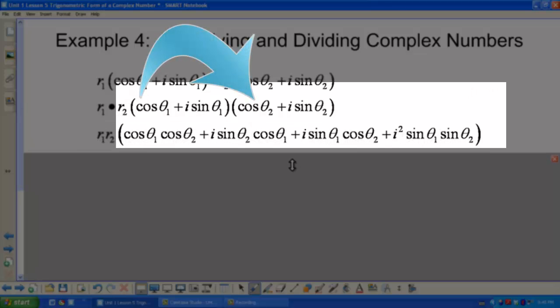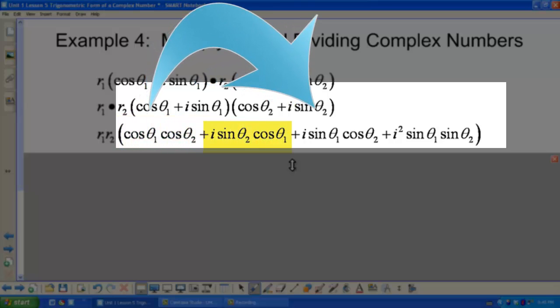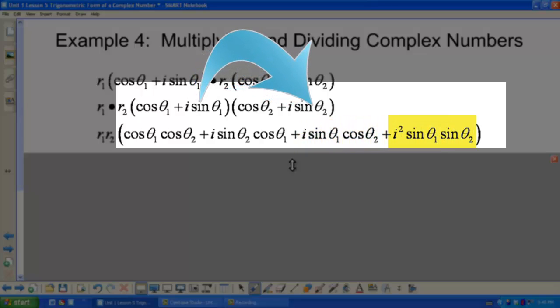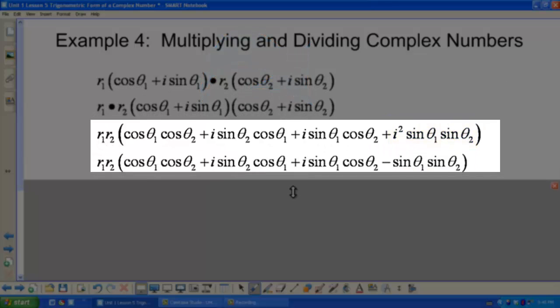So r sub 1 times r sub 2, I'm going to keep that on its own, but I'm basically going to distribute or FOIL the rest. So the first terms yield cosine theta sub 1 cosine theta sub 2. The outer is i sine theta sub 2 cosine theta sub 1. The inner is i sine theta sub 1 cosine theta sub 2. And my last yields i squared times the sine of theta sub 1 and sine of theta sub 2. In my next step, all I did was simplify the i squared, which we remember from Algebra 2, is negative 1.